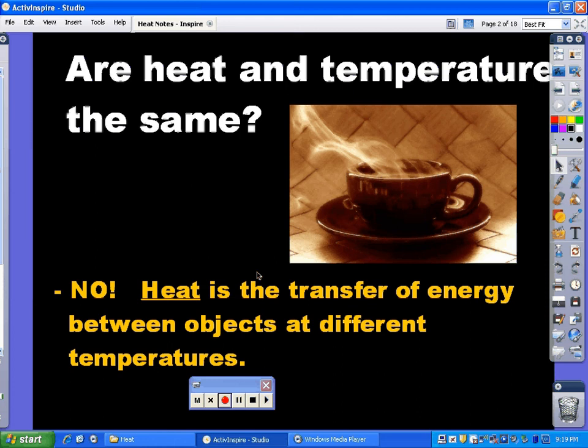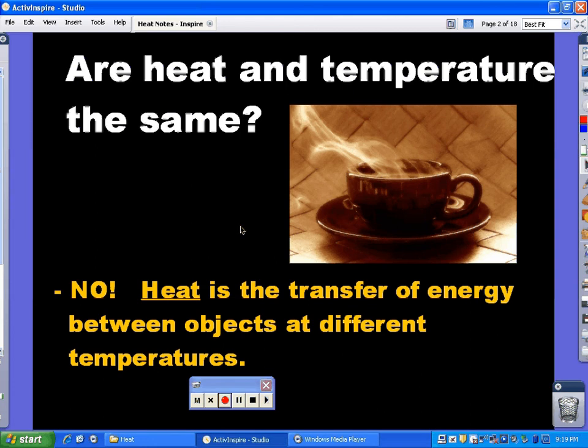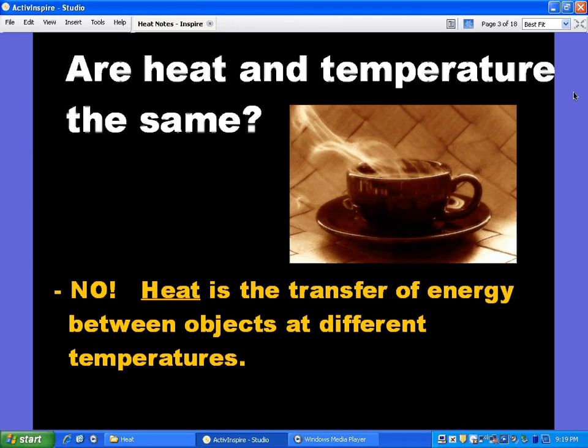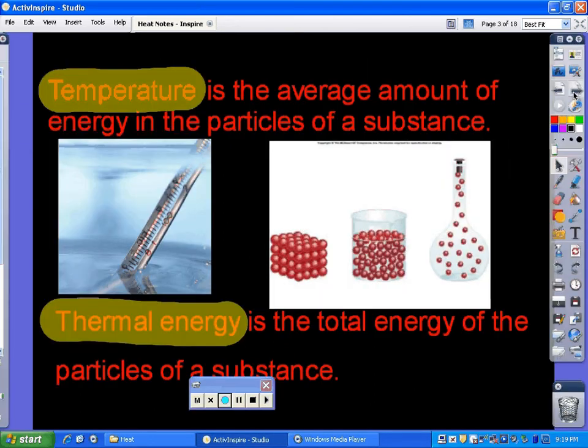Are heat and temperature the same thing? No, we definitely differentiate between heat and temperature. They are different things. Heat is the transfer of energy between objects. We'll speak a little bit more about this, but temperature is basically a way to measure the average amount of energy.